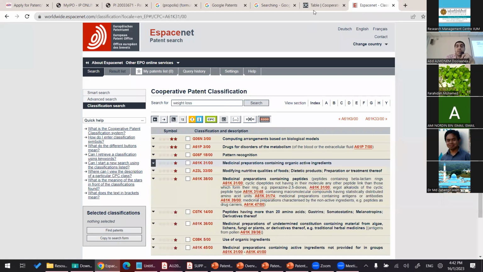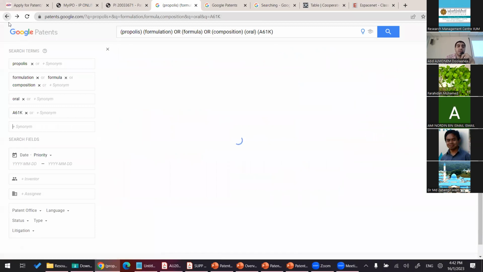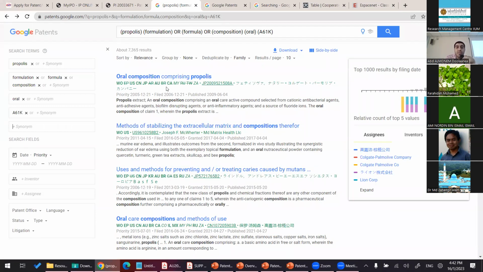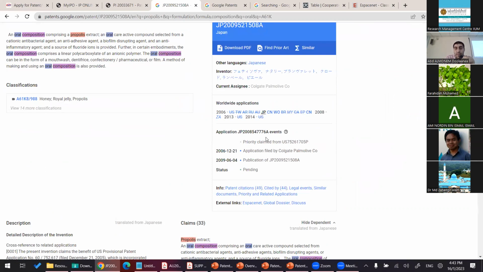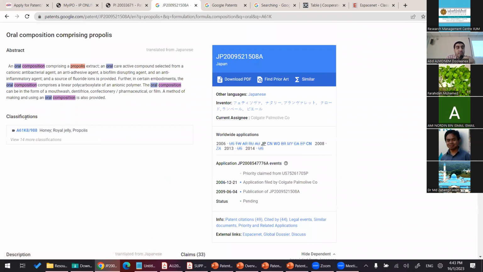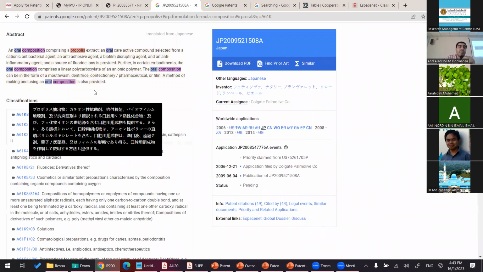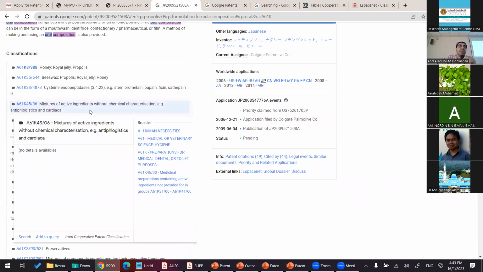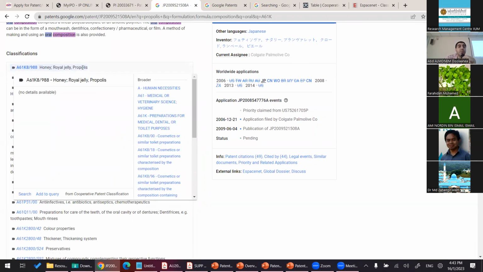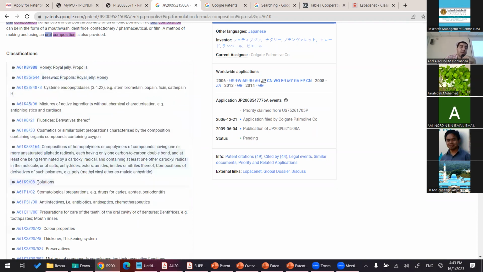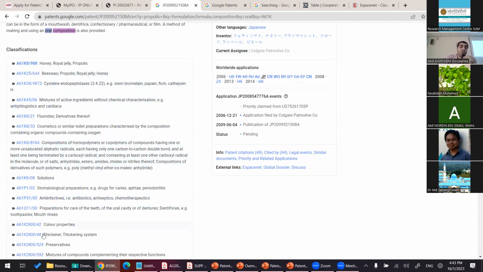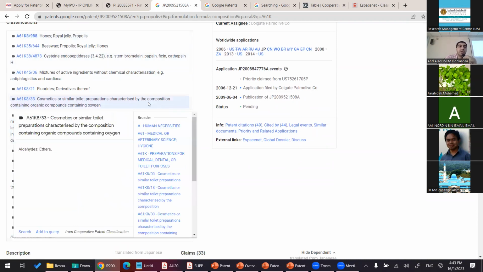Okay. And if you are still not very familiar, go back to the more general one, pick up something like, okay, oral composition comprising properties. This one looks similar and it's already in the patent. You can see there its classification. This is the patent classification. So from this one, you can quickly find what your classification is. This one: honey, royal jelly, and propolis. This classification is only for honey, royal jelly, propolis, so basically this is a very related classification. This one is beeswax, propolis, royal jelly, and honey. So these are the classifications for this patent, which looks very similar to your patent. So you can put these terms under OR in your search.